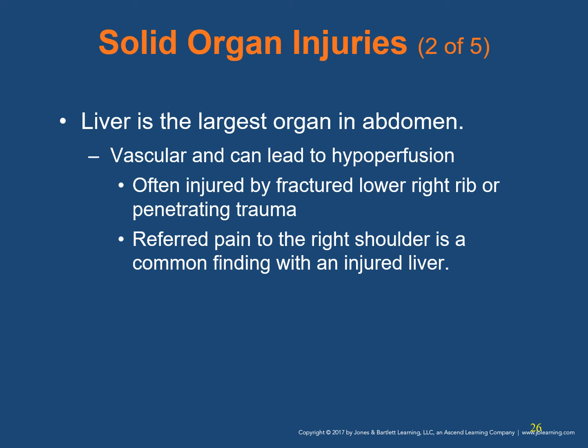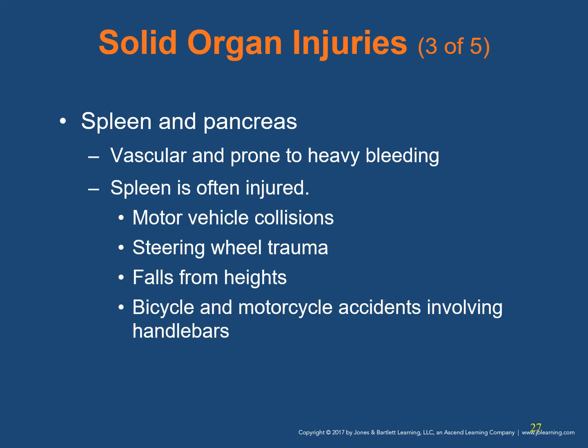The liver is the largest organ in the abdomen, very vascular, and can contribute to hypoperfusion if injured, often injured by a fractured lower right rib or penetrating trauma. A common finding during assessment of patients with an injured liver is referred pain to the right shoulder.